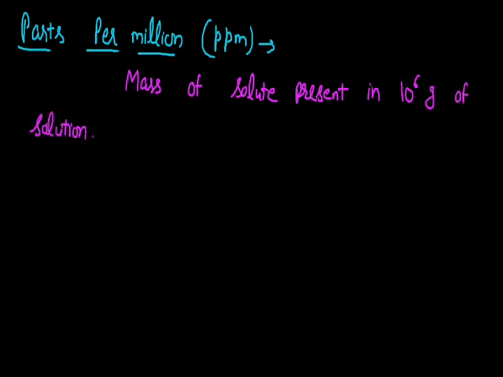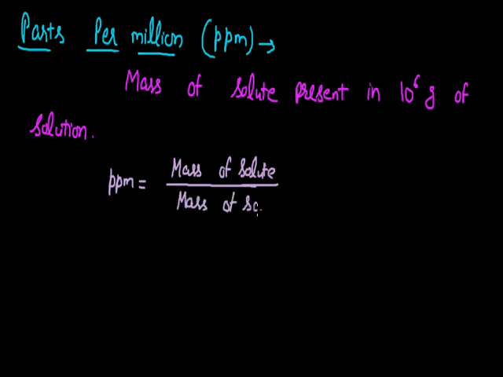So, from the definition, we can give the formula for parts per million. ppm is equal to the mass of solute divided by mass of solution and multiplied by 10 to the power 6, that is 1 million. By putting the values of all the required things here, the concentration term we get is parts per million. Now let us move to a question based on this.